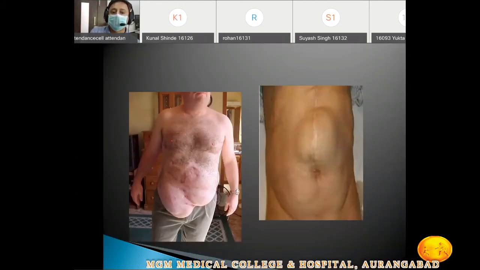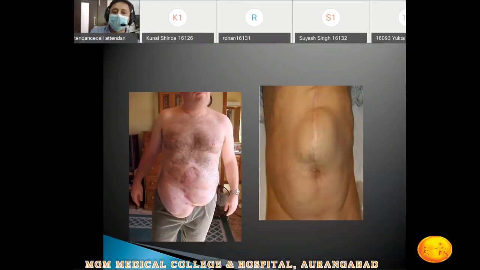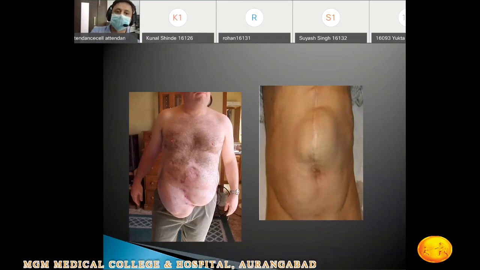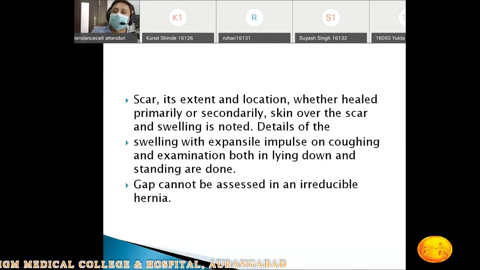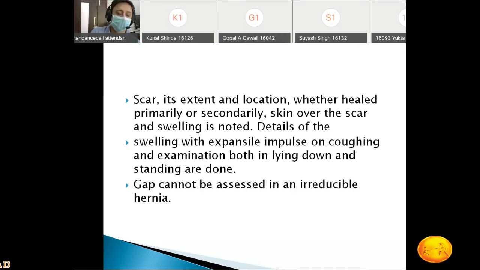Here is how an incisional hernia looks like. You can see the incision and the protruded contents outside the abdominal wall. Its extent and location, whether healed primarily or secondarily, skin over the swelling is noted. Details of swelling, whether expansile, impulse on coughing, and examination both in lying down and standing are done. Gap cannot be assessed in an irreducible hernia.